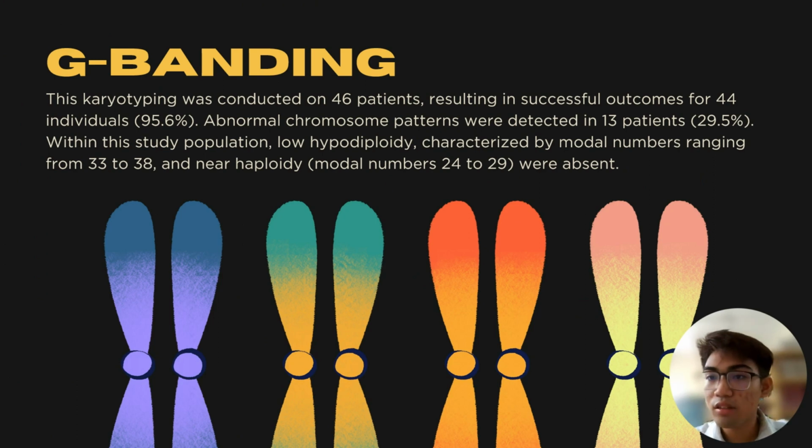First, karyotypes displaying structural abnormalities, either in isolation or in conjunction with numerical abnormalities or ploidy, were identified using G banding. This karyotyping was conducted on 46 patients and resulted in an outcome of 44 individual. So their percentage is very high, and 13 out of these 46 patients detected some abnormal chromosome patterns. Within the study population, low hypodiploidy, characterized by a modal number ranging from 32 to 38, and near haploidy, modal number 24 to 29, were absent.